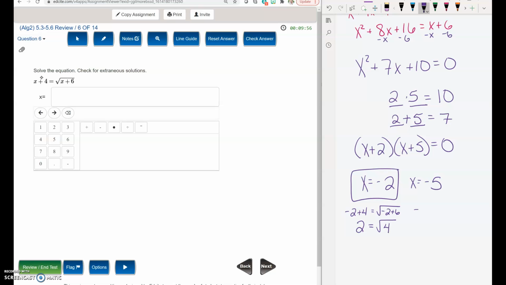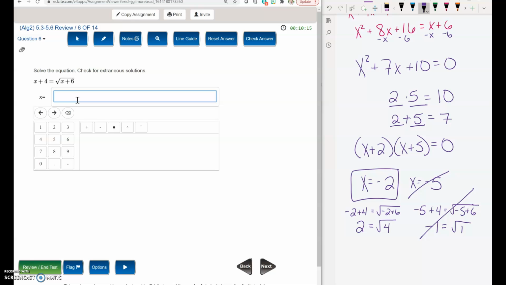Now let's plug in -5. -5 plus 4 equals the square root of -5 plus 6. -1 equals the square root of 1. The square root in this problem should equal a positive number, so that's our extraneous solution. The only solution that you have here is -2.